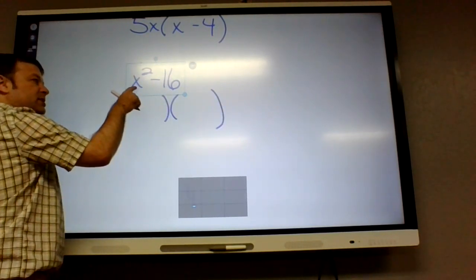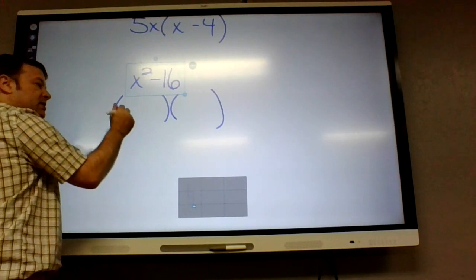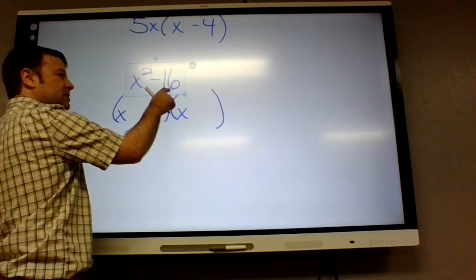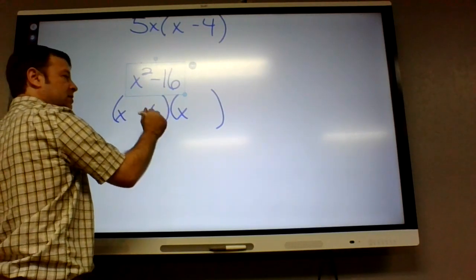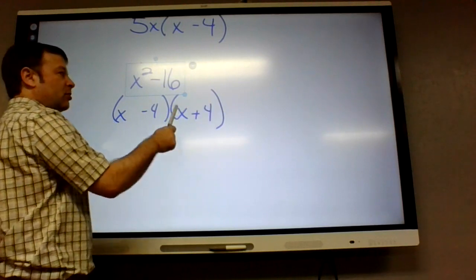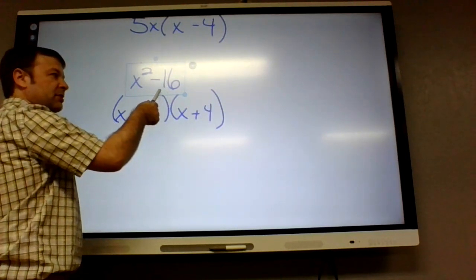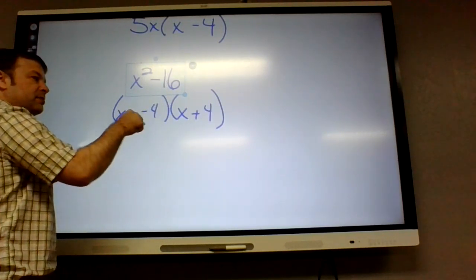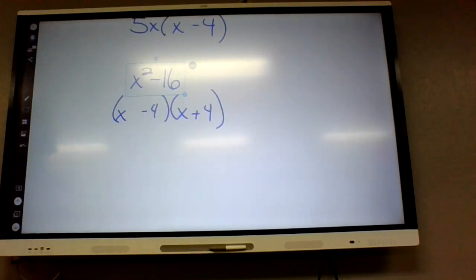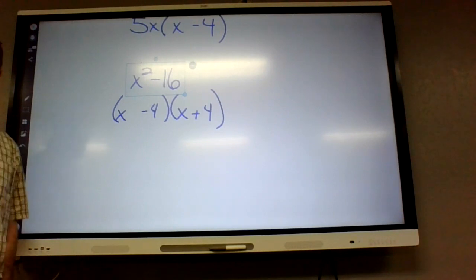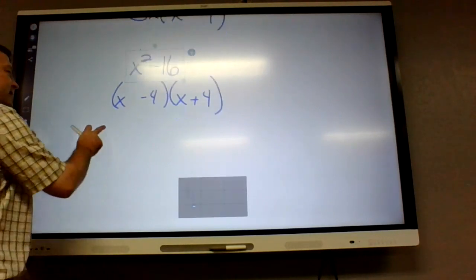What goes into x squared? X and x. What goes into negative 16? Negative 4 and 4. And it'll always be that. It won't be 8 and 2. It won't be anything else. It'll be the plus or minus 4. Got it? Okay, well let's look at number 1, see if we got it.